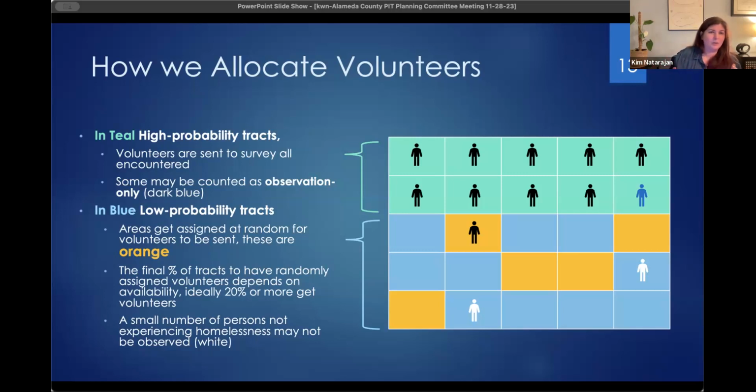Their random low probability area didn't get selected, and so they didn't get a survey. Those are kind of ghost people. And we believe they're out there, we think they're out there, because we encountered 1 person of the 5 orange that we did survey. For this, the ideal situation would be to have 20% or more of our low probability areas marked as those orange boxes that we're getting a volunteer sent there to check it out. And that 20% or more is what makes us confident in our ability to guess at what's happening in the blue boxes.